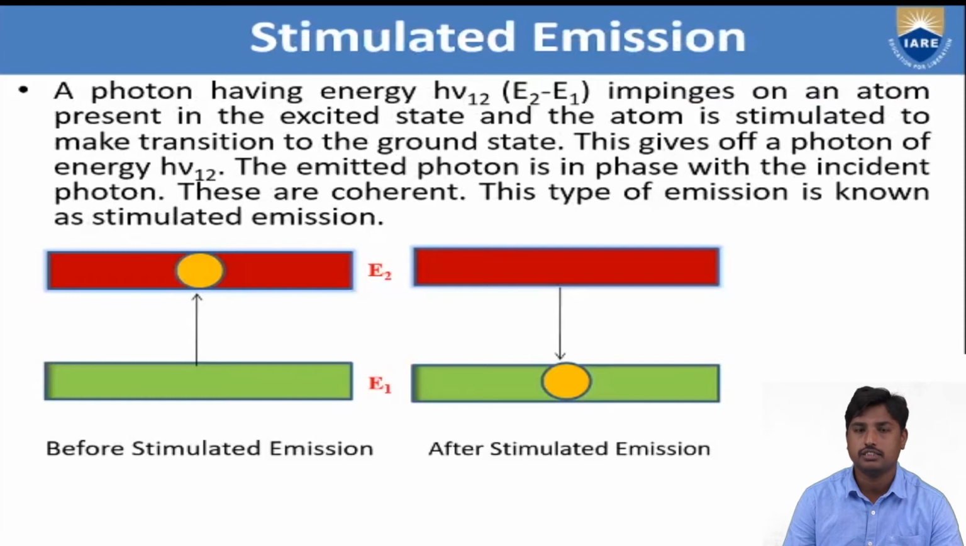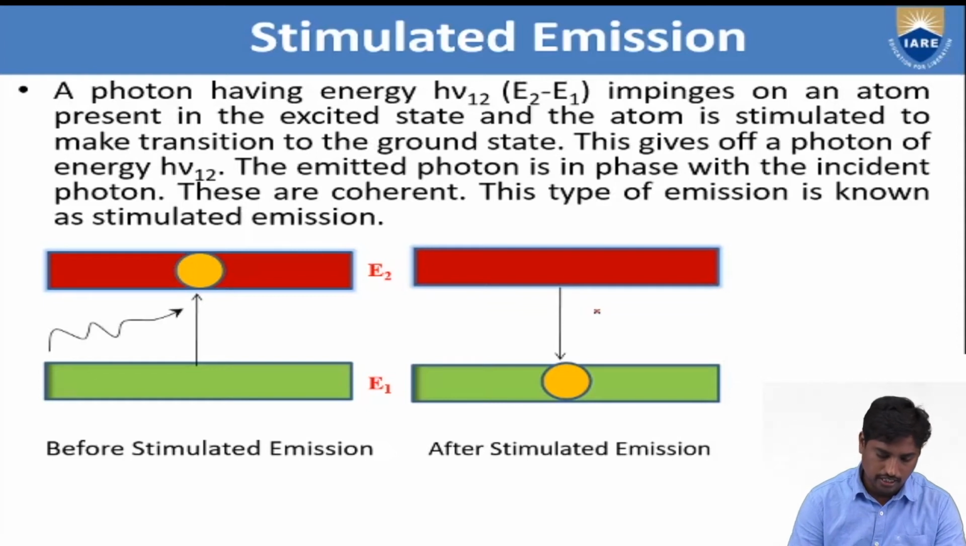A photon having energy h nu is present in the excited state, and the atom is stimulated to make a transition to the ground state. By stimulation, the electron is de-excited to the ground state energy level. The emitted photon is in phase. So here two energies are released.